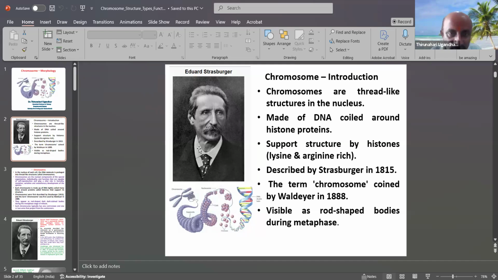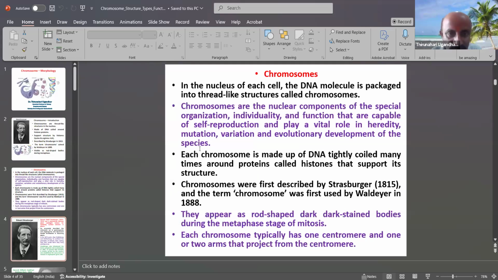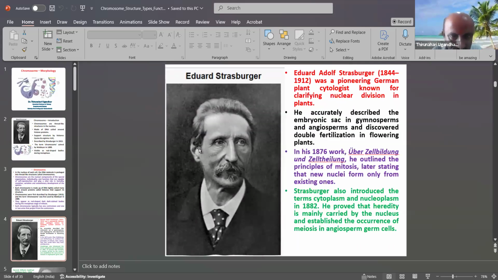This was first reported by Edward John Strasburger, who described the chromosome but did not name it. The chromosome's function, whether it takes place through DNA or protein, was also confusing at that time. But the scientist Waldeyer was the one who gave the name chromosome.